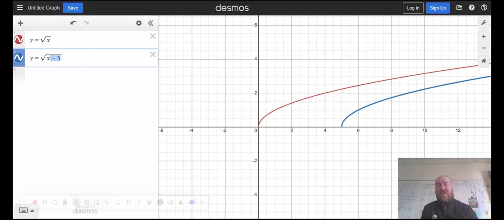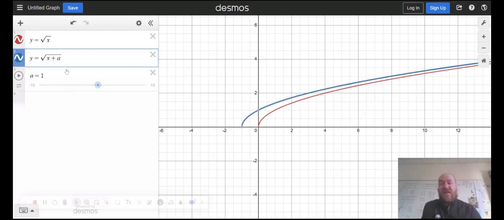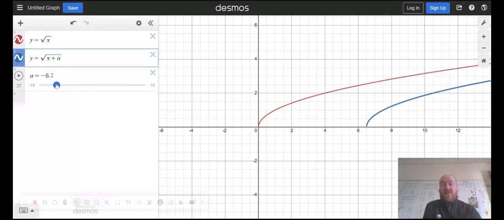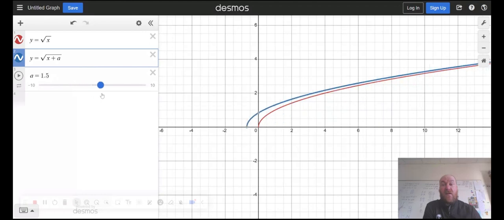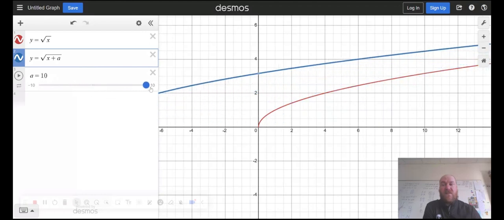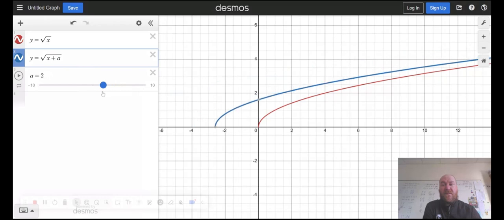What I'm going to do here is change it to be x plus a, and I'm going to add this slider here to show you that as a gets smaller, the graph moves to the right. And as a gets larger, the graph moves to the left.